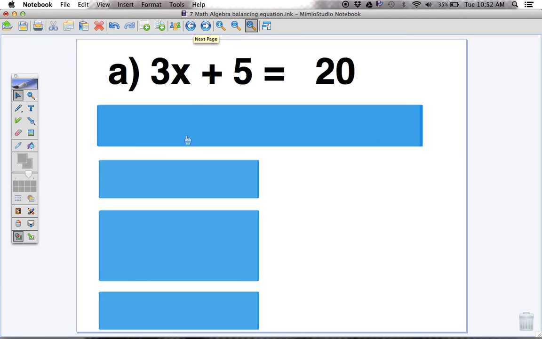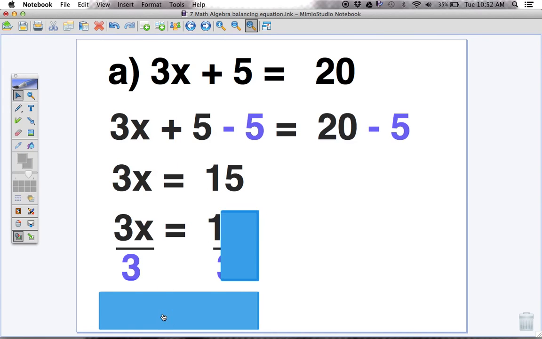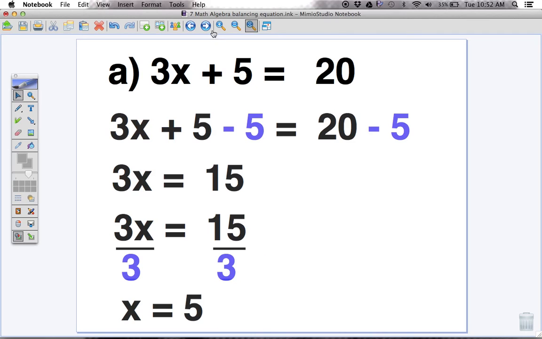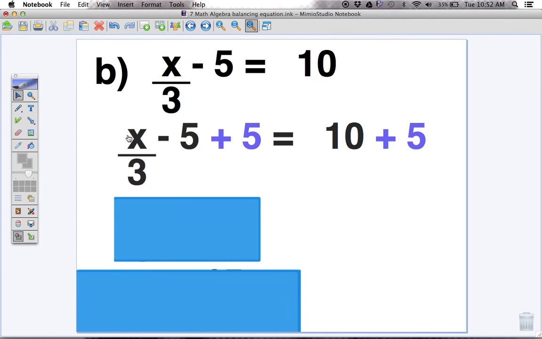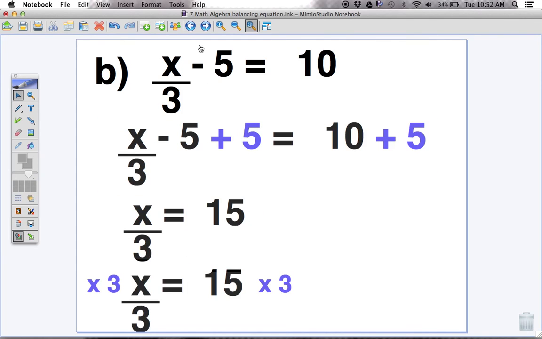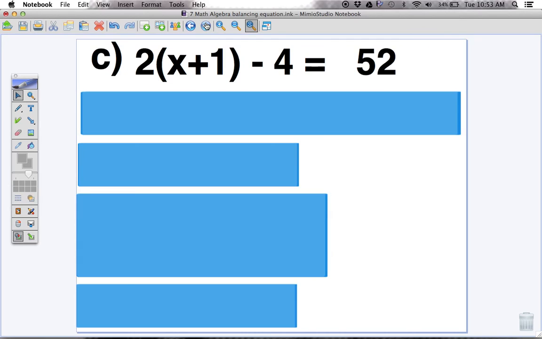This is solution A. I'll show it step by step. Solution B, and solution C.